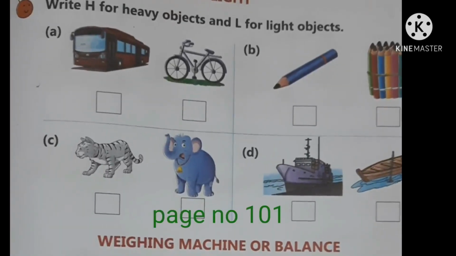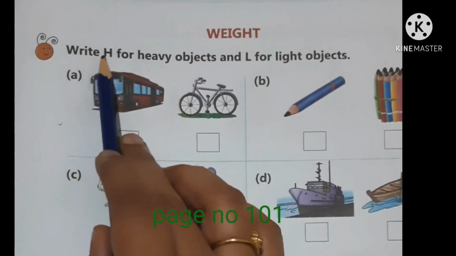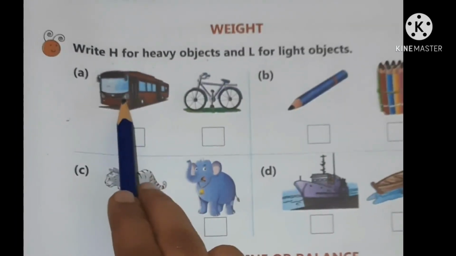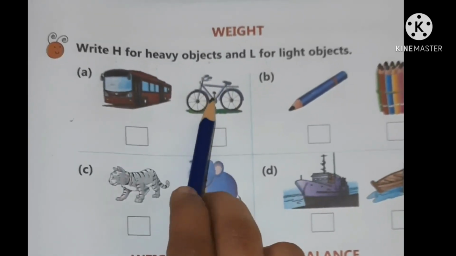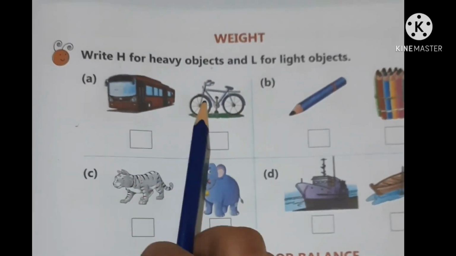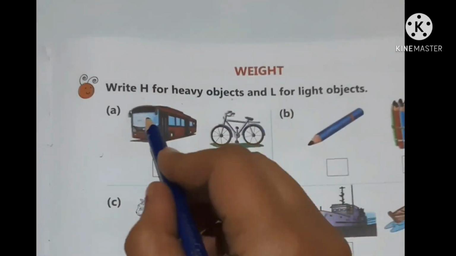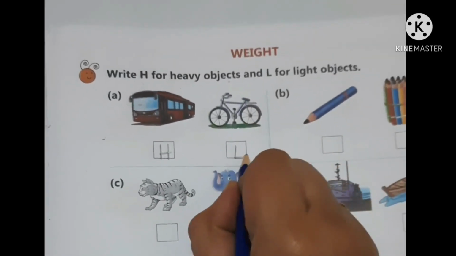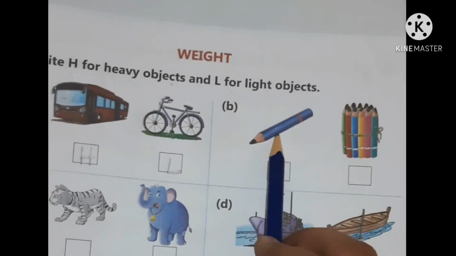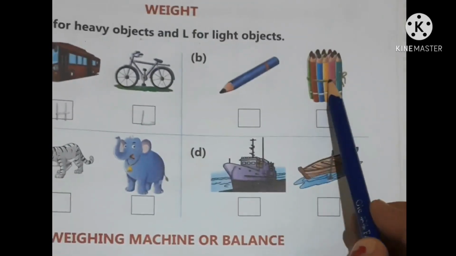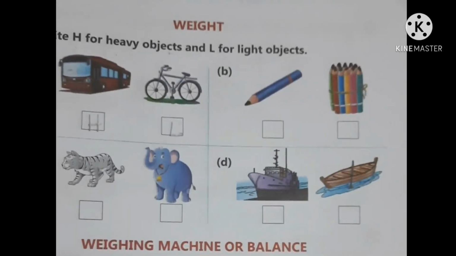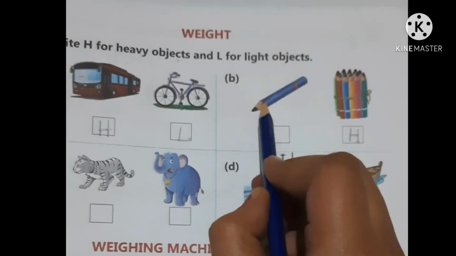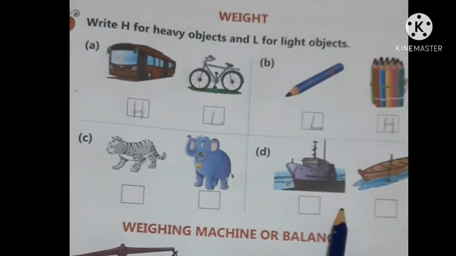Then on page number 101, the question is: write H for heavy objects and L for light objects. See, here they have given us a bus and a bicycle. Now compare and tell me which is the heavy object. Yes, the bus is the heavy object. The bicycle is the light object. Now tell me, here there is only one pencil and here a bunch of pencils. Which is the heavy object? The bunch is heavy. The one pencil is light. In the same way, complete the remaining two.